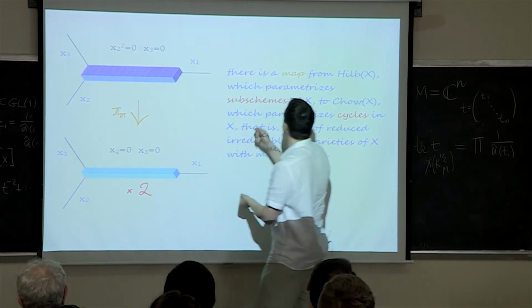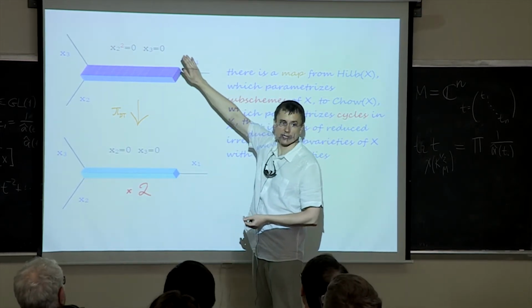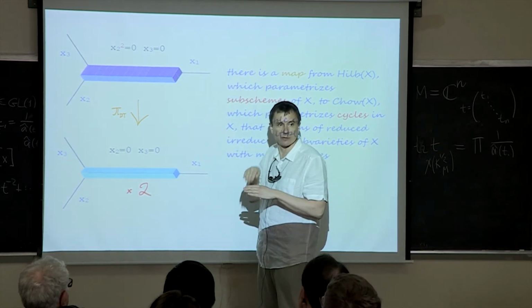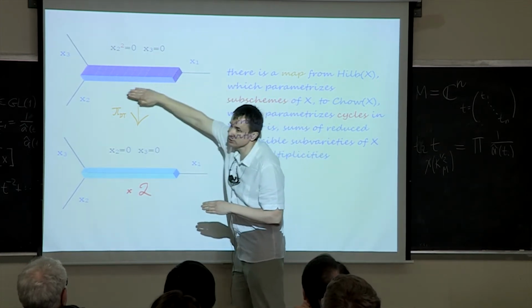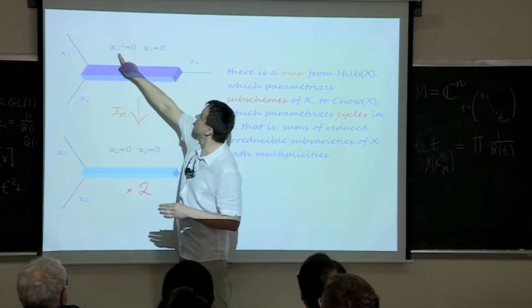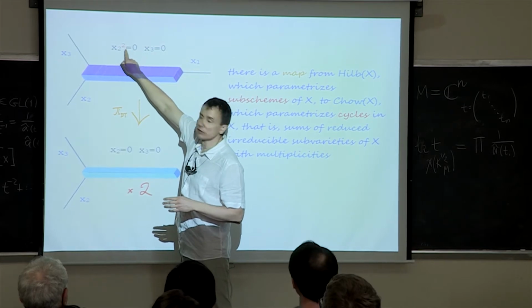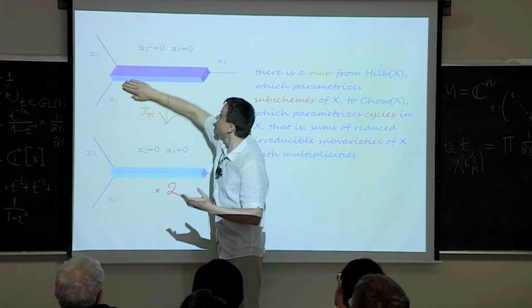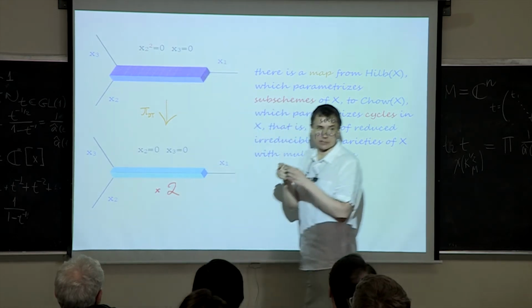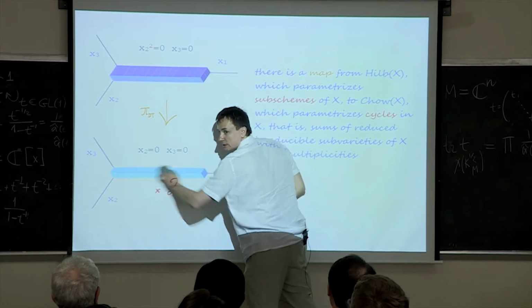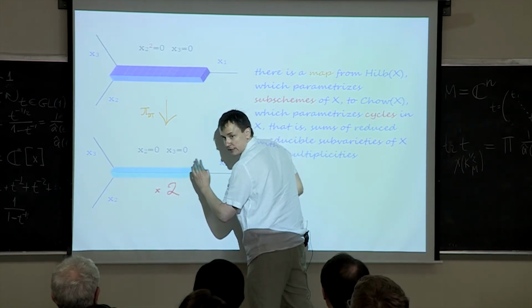What parameterizes this object is called the Hilbert scheme. This remembers much finer information. It remembers in which direction this line was thickened. Because instead of writing x1 squared, I could have written x3 squared equals 0. I could also have twisted that. The Hilbert scheme remembers in which direction it's taken. Here it doesn't. It just remembers what the cycle was, and it assigns its multiplicity 2.